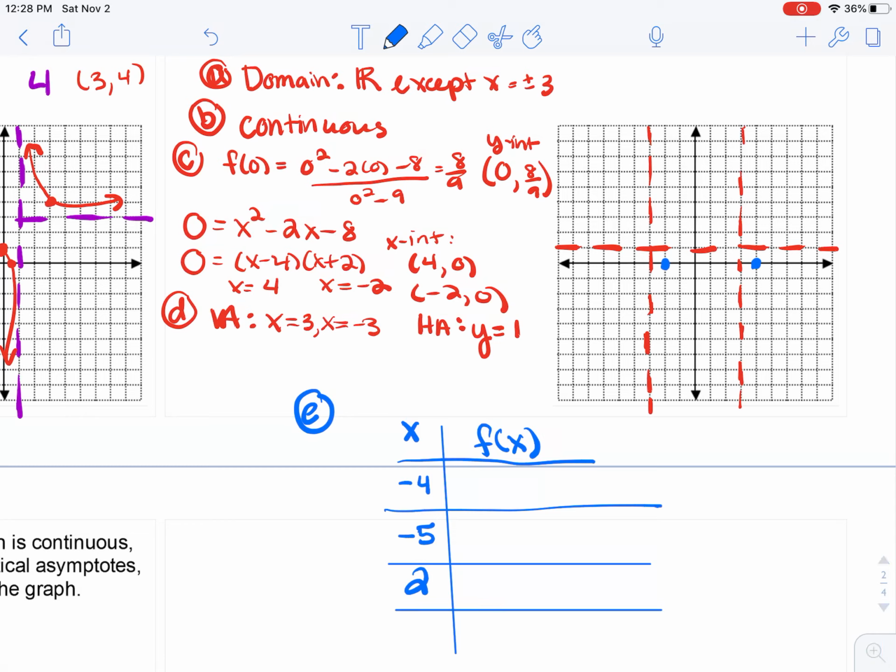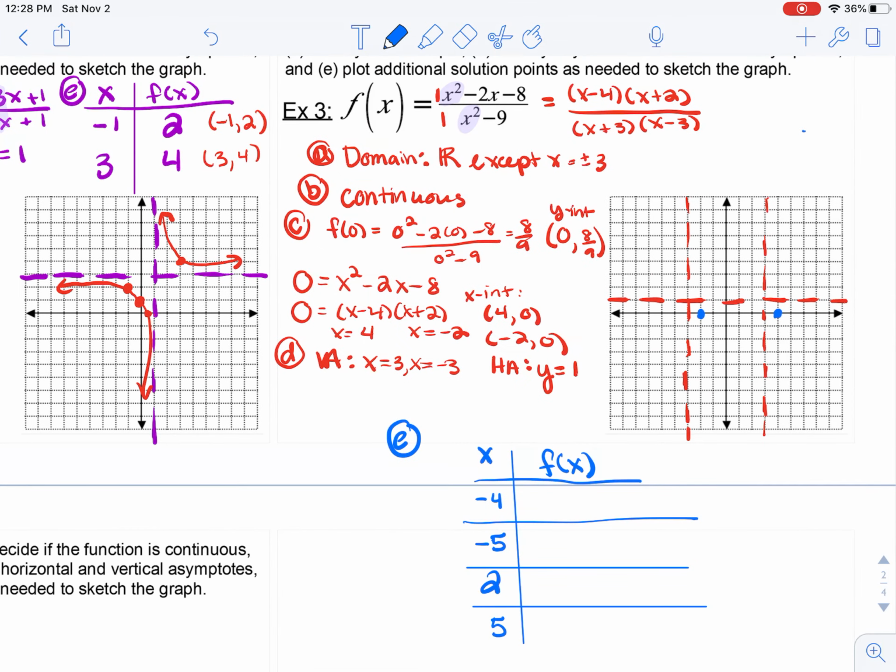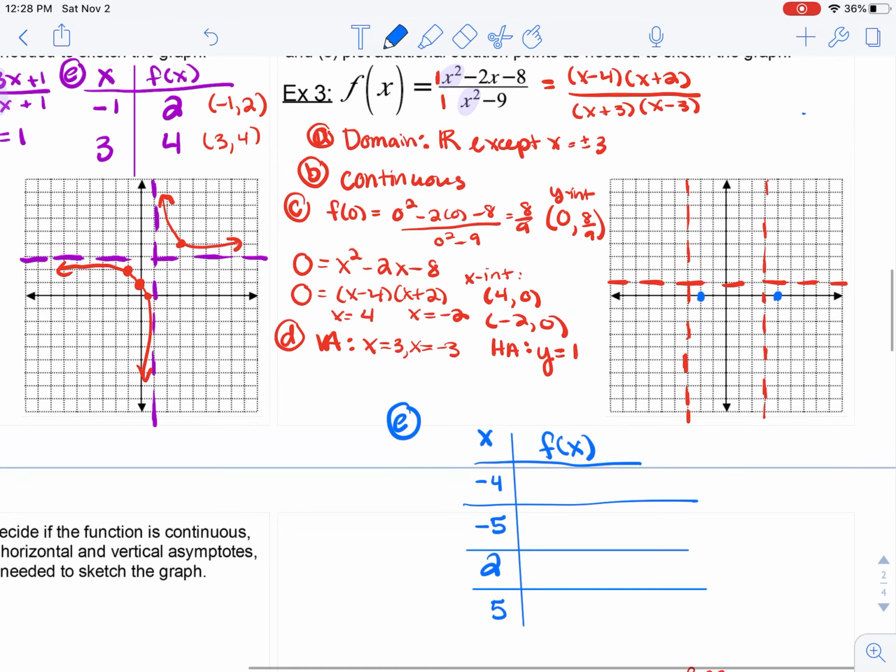And then we can also plot something to the right of 3. So I already have that x-intercept to the right of positive 3, so I'm going to just pick something to the right like 5. All right, so in the interest of time, I did the math previously for this, so you can always pause the video and do this by hand yourself. If you plug in negative 4, you would get 16/7. If you plug in negative 5, you would get 27/16. If you plug in 2, you would get 8/5, and 5 would be 7/16.